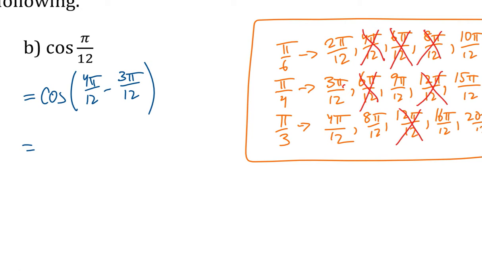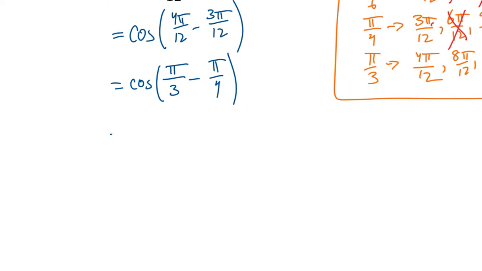Then you reduce them. Step 2, reduce. 4 pi by 12 reduces to pi by 3. 3 pi by 12 reduces to pi by 4. Then you use the formula. Hopefully this is looking already familiar to the first one that we did in degrees. Remember, the formula is cos, cos, sine, sine. So cos pi by 3, cos pi by 4. But the sign is different. So plus sine pi by 3, sine pi by 4.